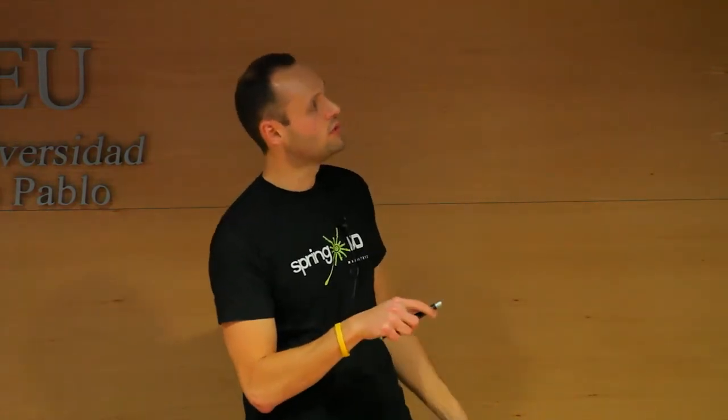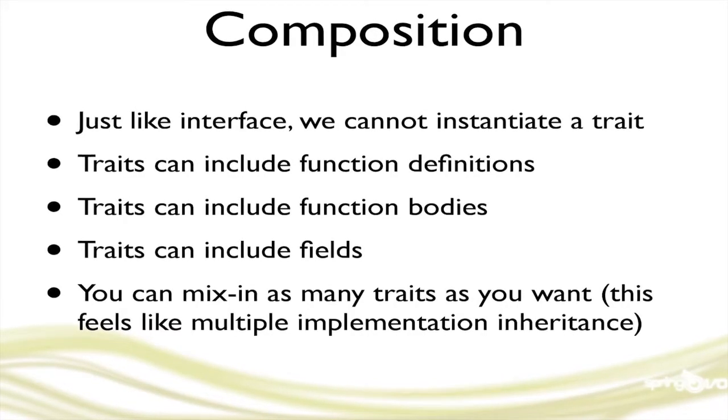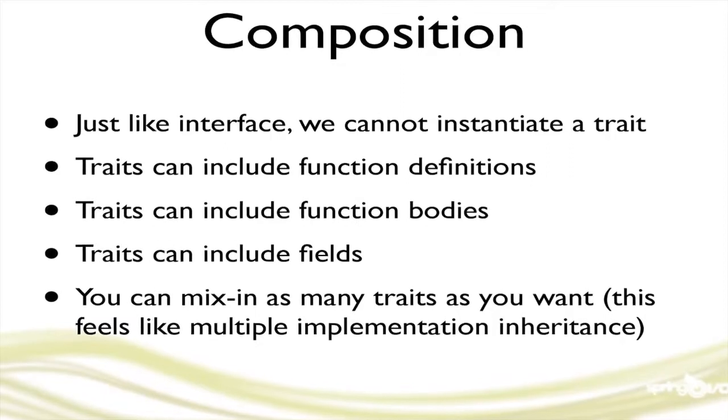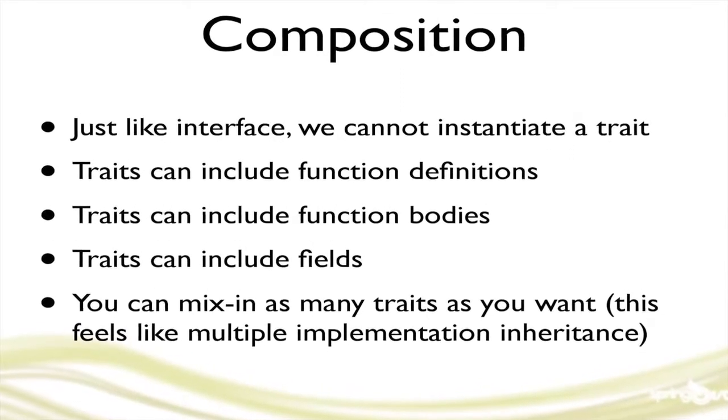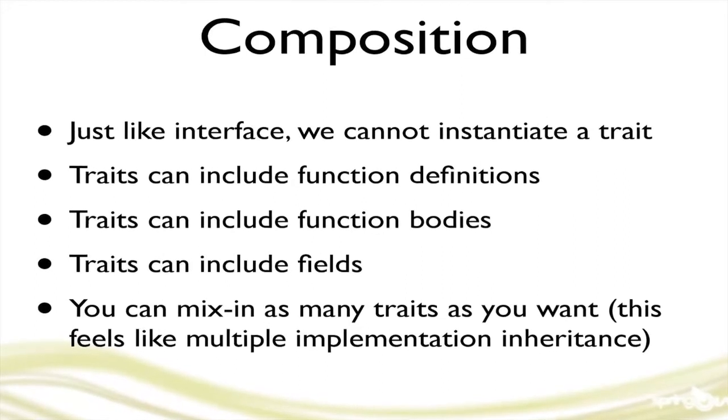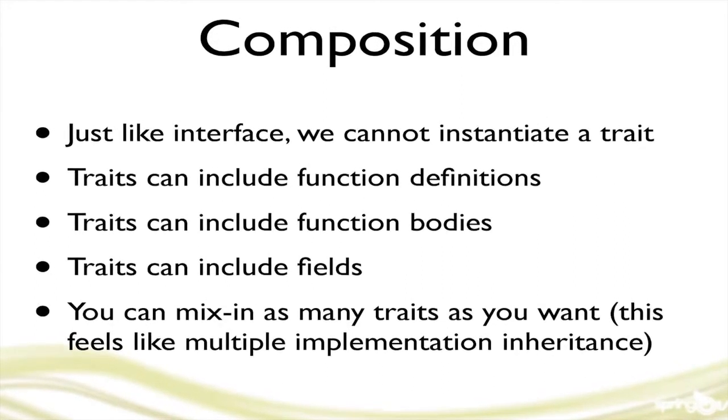And you can compose multiple traits together to get the desired functionality. You can either bring in these traits in new classes, or you can use them anonymously. We'll see an example just in a moment. So a trait, just like an interface, can define functions. But it can also define function bodies, and it can also define fields. And you can then mix in as many traits as you want into your classes. And this will indeed feel almost like multiple inheritance. There are some rules that you can't break, so it's not a free for all like C++.